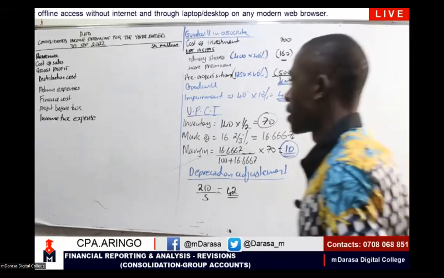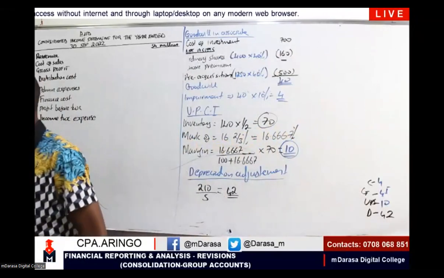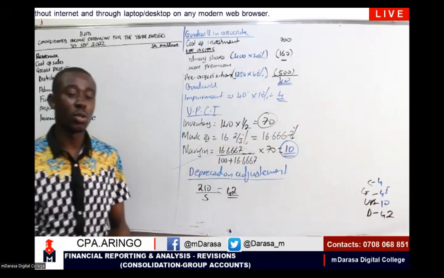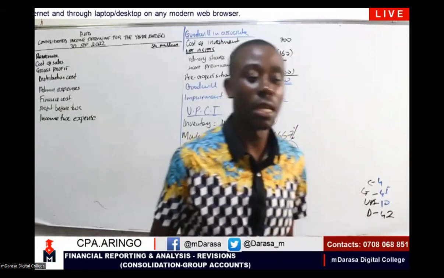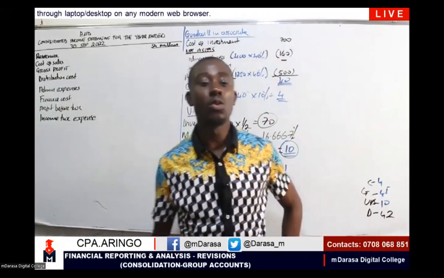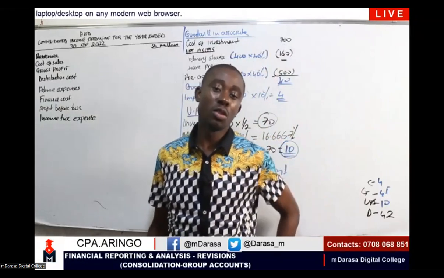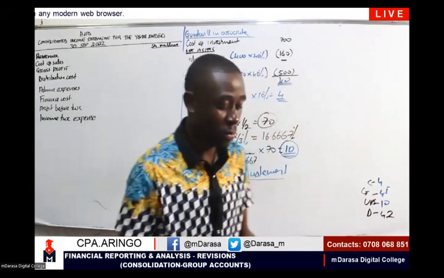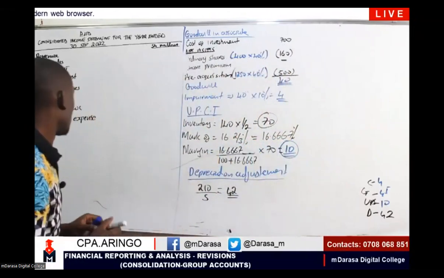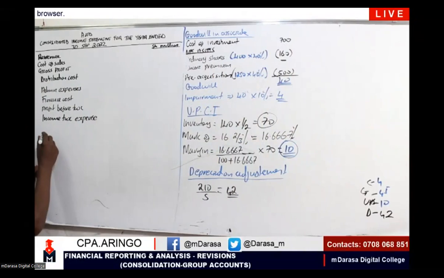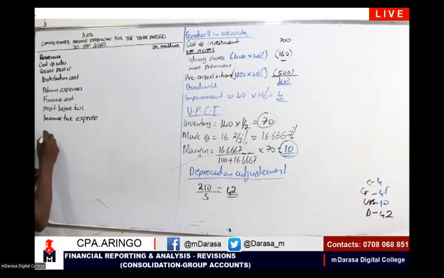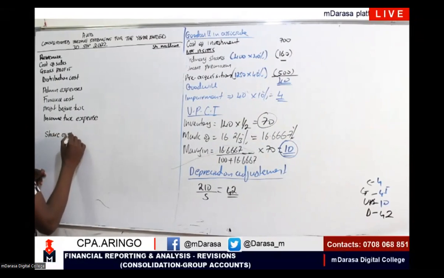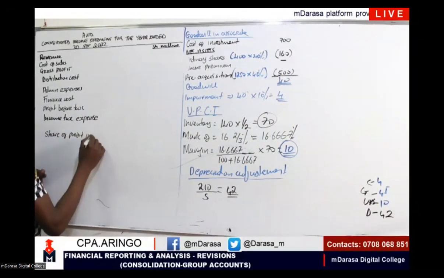In this case, you should always recall your format of income statement in consolidation. That's why Mwalimu will always insist on the formats. Once you have the format, all these other things will just be copying and pasting. Looking at our format, I know very well that after that, I should be having our share of profit in associate.